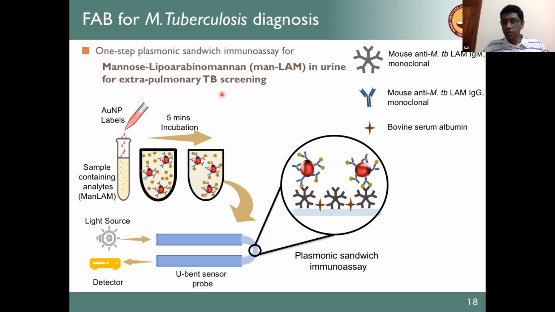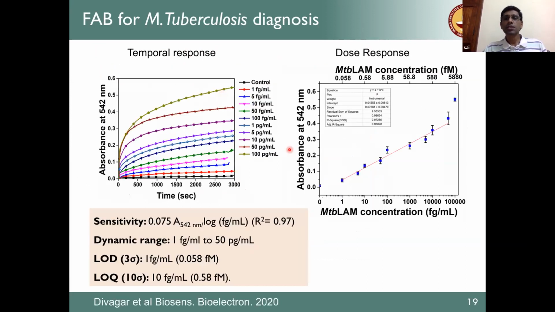TB is a very critical infectious disease in India. 25% of the world's disease load is in India, about 25 lakh cases annually. The government is very keen on controlling TB, but diagnostics is an issue. So we have come up with this, and we did see that this assay works for this TB LAM down to sub-femtomolar concentrations.